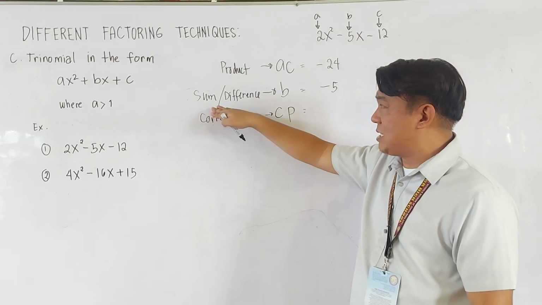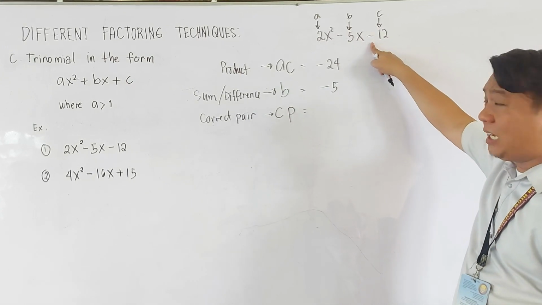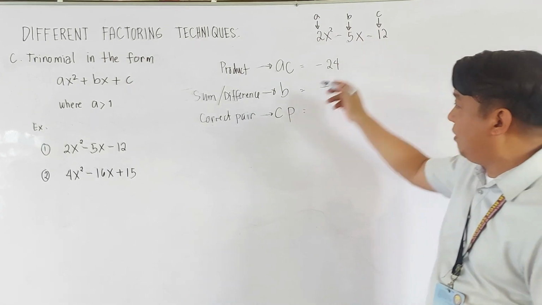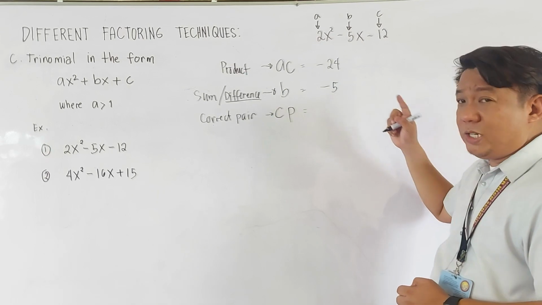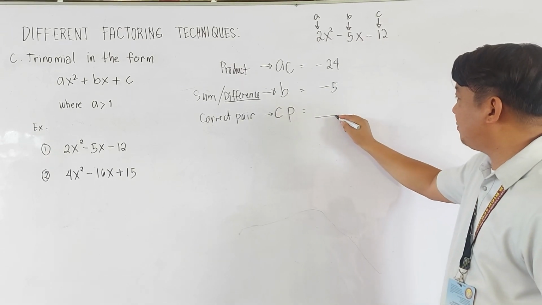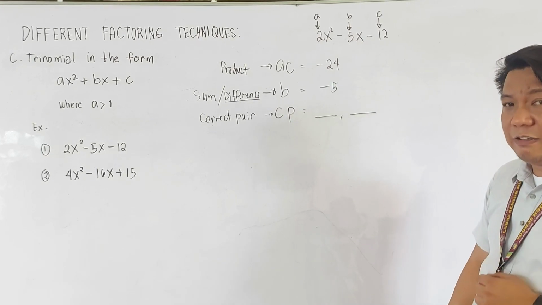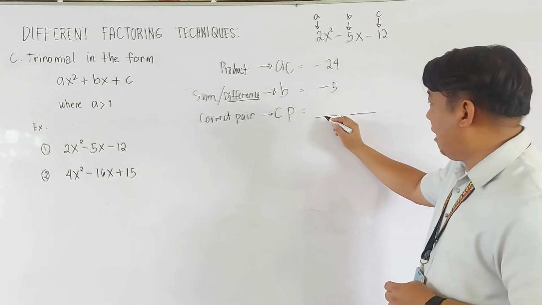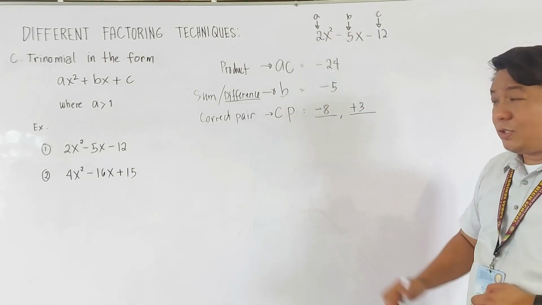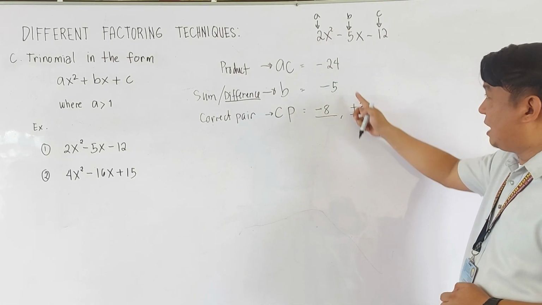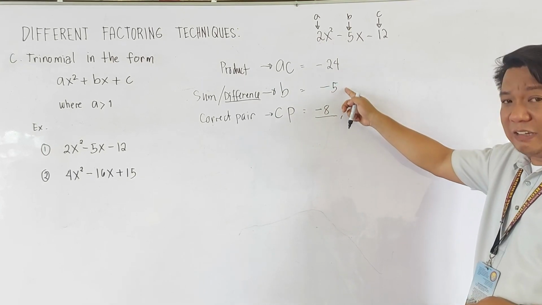Anyway, paano nga ba natin masasabi na kung yung number na to ay sum or difference? Depende ulit sa sign ng last term. Since ang sign ng last term ay negative, so difference ang gagamitin natin. Okay? So let's take two numbers na pag pinag-multiply natin ay negative 24 at pag pinag-minus naman natin ay negative 5. So I think we have negative 8 and positive 3. So, negative 8 and positive 3, that's negative 24. Negative 8 and positive 3, ang sagot ay negative 5.